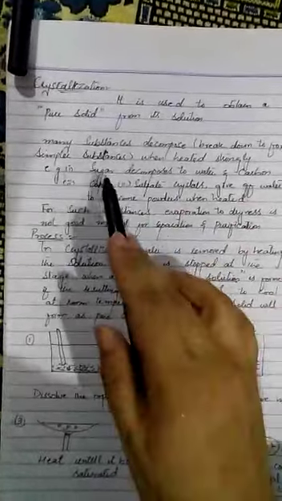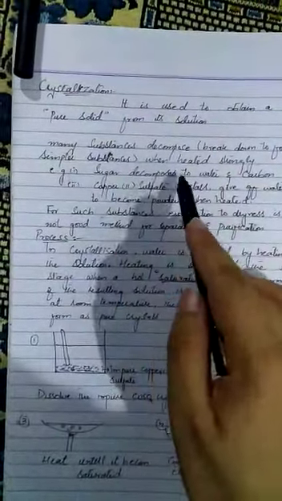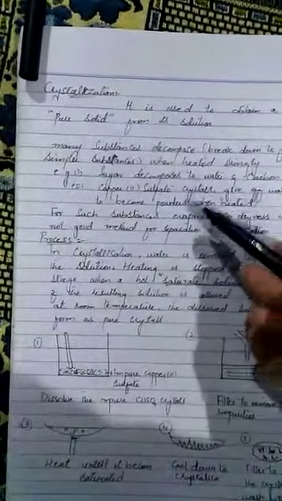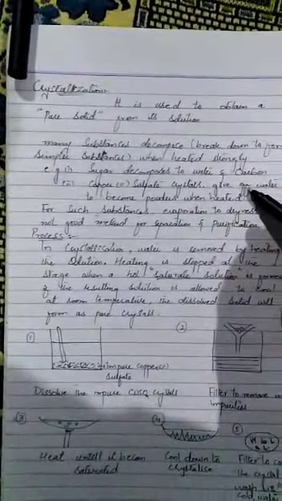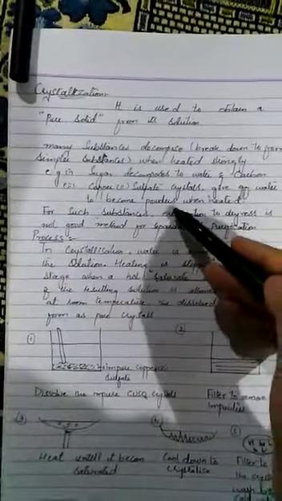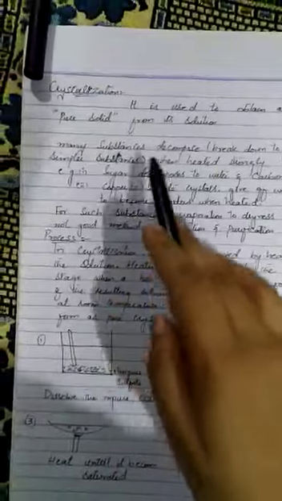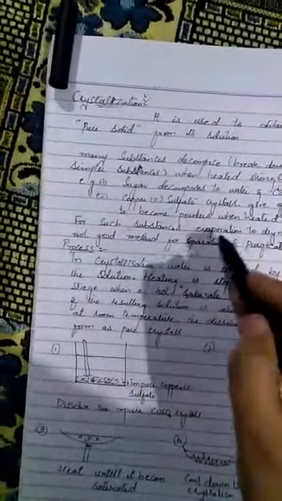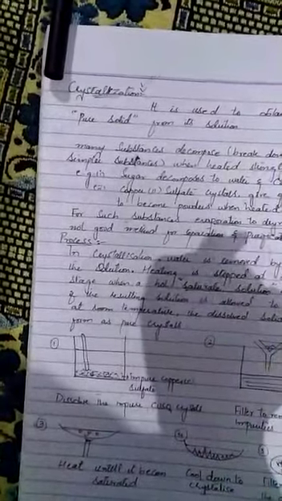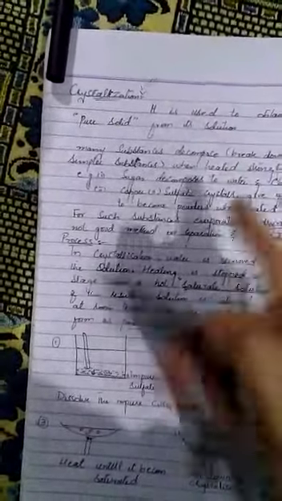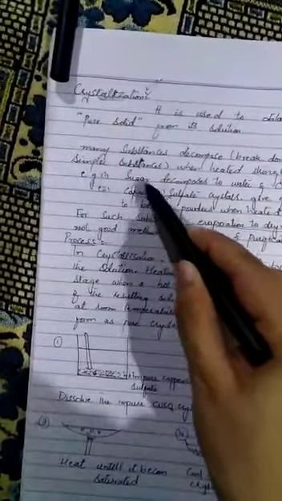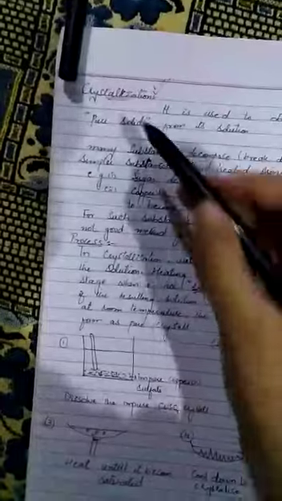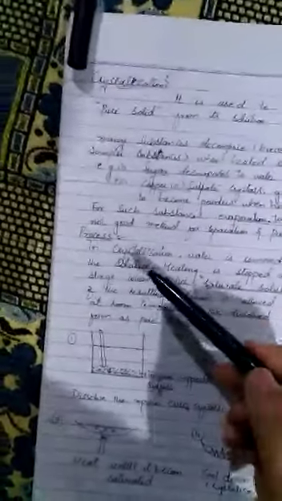Here we can take the example: sugar decomposes, and after decomposition it gives out water and carbon. In the same way, copper sulfate is a salt, it's a crystal, and it gives off water, which evaporates, and it becomes a powder when heated. For such substances, evaporation to dryness is not a fit method, it will be unfit. So which one will be fit? Crystallization.